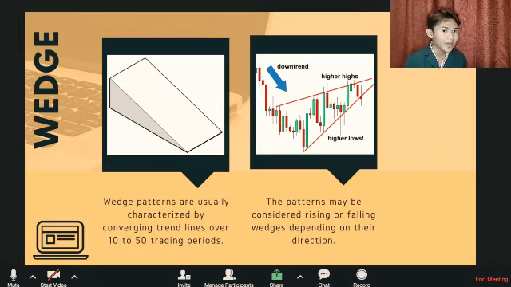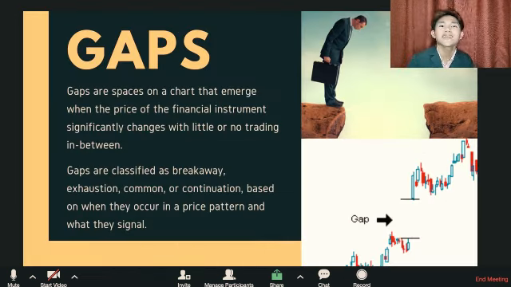Next is the wedge. Wedge patterns are usually characterized by converging trend lines over 10 to 50 trading periods. The patterns may be considered rising or falling wedges depending on their direction and have an unusually good track record for forecasting price reversals.